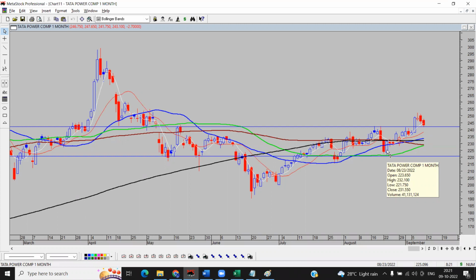Because you are getting support at the 13 SMA, support at the 30 SMA, and just 8 rupees below, the 200 SMA and again the 150 SMA, two supports are there. So you won't get good trades in that case. Yes, definitely, if for any reason it breaks with a bang with a big candle, then fine, we go with the trend.